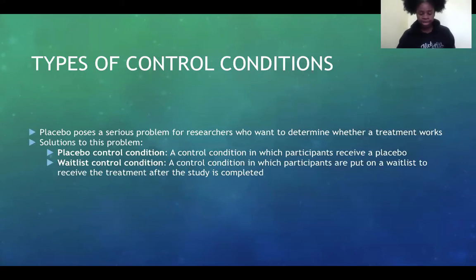Now let's go over the last two types of control conditions. The second one is the placebo control condition, in which participants receive a placebo that looks much like the treatment, but it lacks the active ingredient or element thought to be responsible for the treatment's effectiveness. And the last type of control condition is a waitlist control condition, where participants are told that they will receive the treatment, but they must wait until participants in the treatment condition have already received it, or once the study has been completed with those individuals.